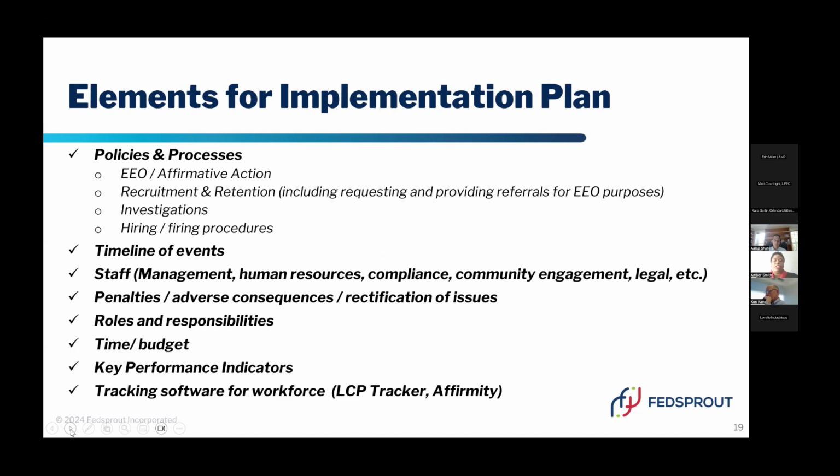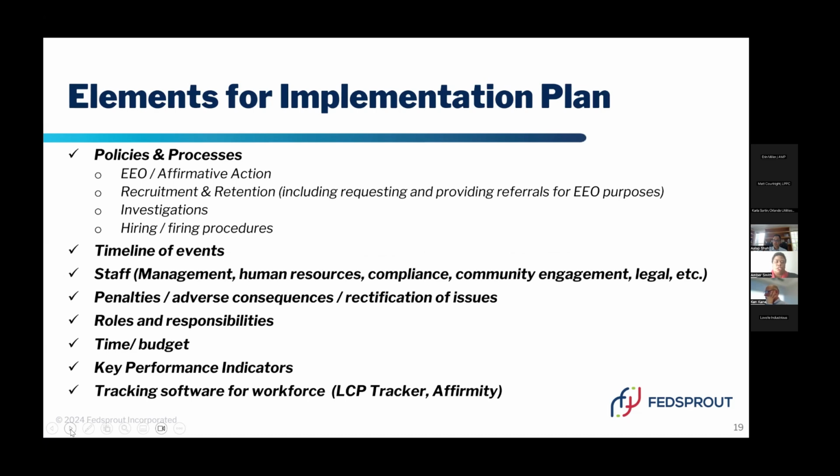Now, let's talk about how you can get started with doing your plan and your implementation of affirmative action. So, of course, you want to develop your processes and procedures. When it comes to outreach, think about a timeline of events. What are some of the things you want to do to bring the word about what you're trying to do in your company and how you want people to be employed? Think about your timeline. What type of staff do you want to employ or retain as part of this? What are some of the penalties if there are any violations of EEO? What are some of the roles and responsibilities you have for everyone? What is your time and budget?